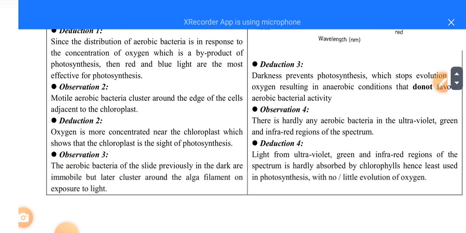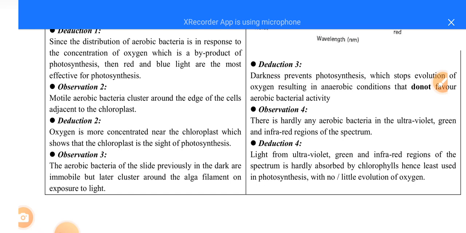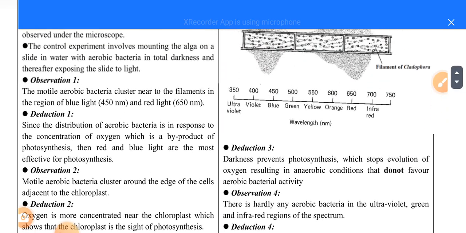Then our observation 3 is that the aerobic bacteria on the slide previously in the dark are immobile, but later cluster around the algae filament on exposure to what? Exposure to light. Those bacteria which are previously in the dark are immobile, meaning they do not move. When they don't move, this means that there is no oxygen to be taken. But they cluster around the algae filament on exposure to light around here.